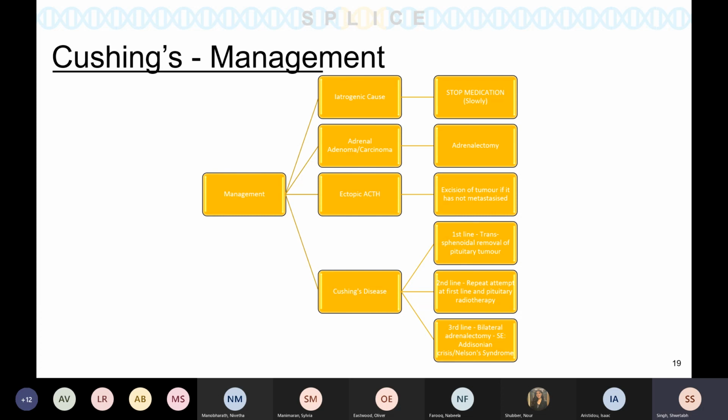Obviously, this is a worst case scenario. And before we had all this other fancy technology, that would be the first line treatment, a bilateral adrenalectomy, which is obviously not ideal because they'd be on steroids for life afterwards. So this is very rarely seen now, and thankfully so. Next slide.